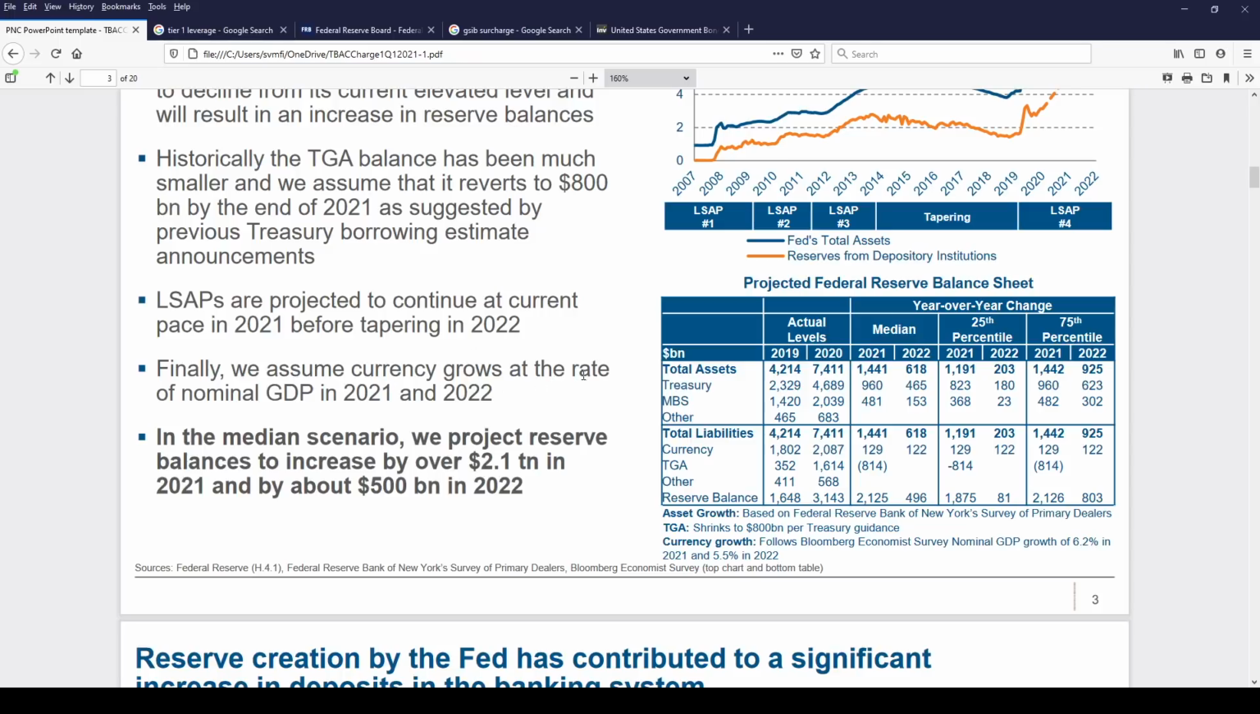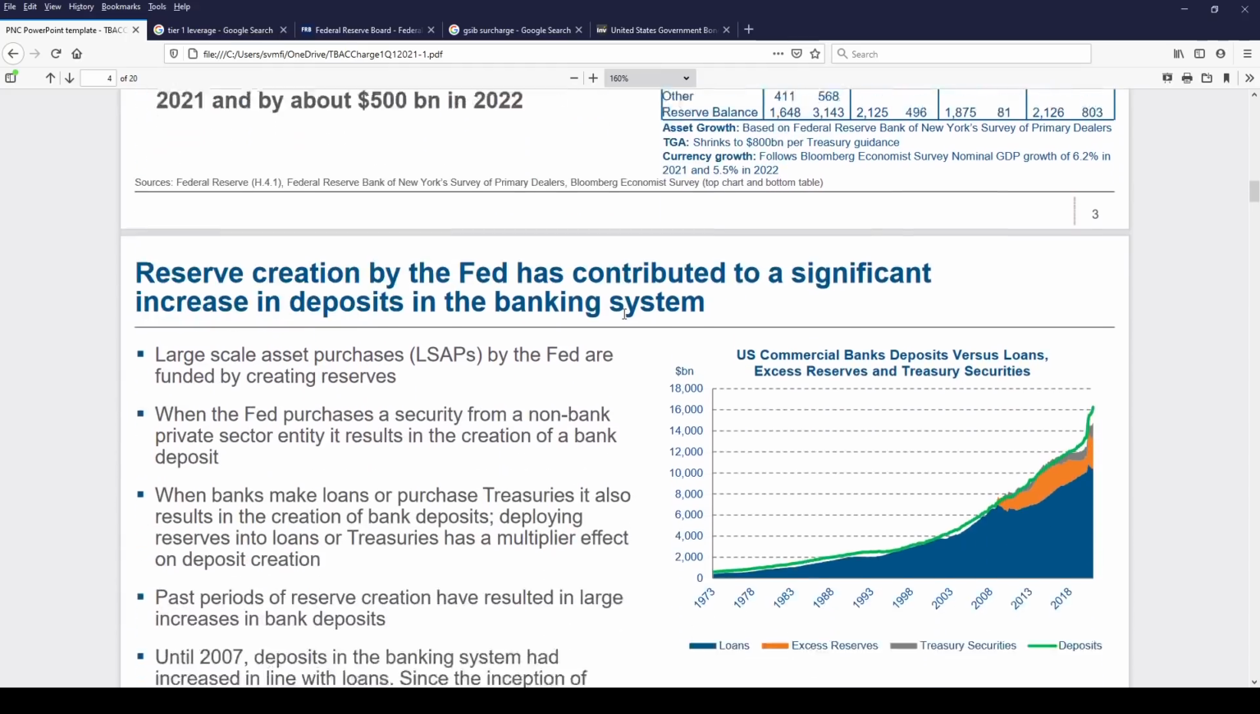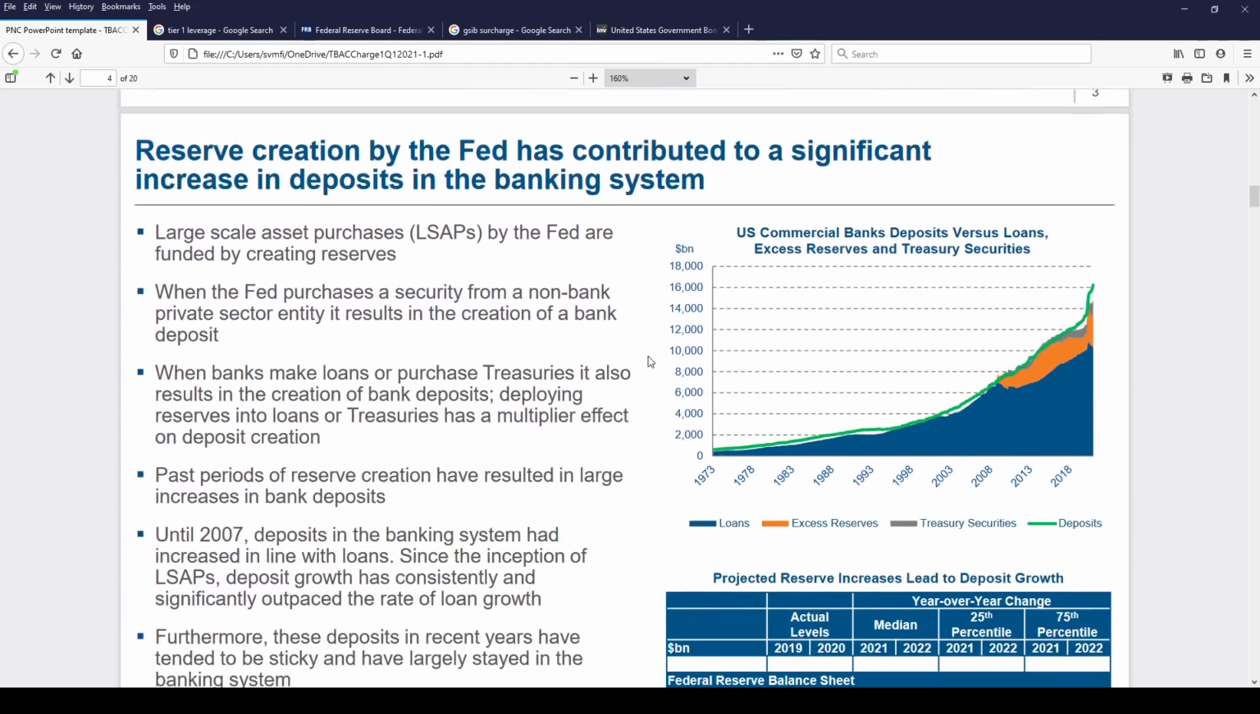Finally, we assume currency grows at the rate of nominal GDP in 21 and 2022. In the median scenario, we project reserve balances to increase by over $2.1 trillion in 2021 and about $500 billion in 2022. So what they're saying is the current QE is going to run at its current run rate for 2021, and then there's this expectation that it's going to go down significantly in 2022. I find that reduction very optimistic, but nevertheless, this is just their report. We'll see how much that comes true.